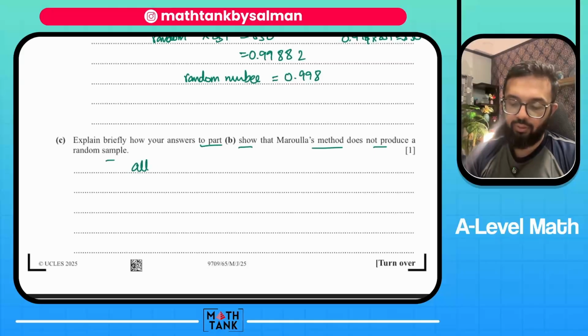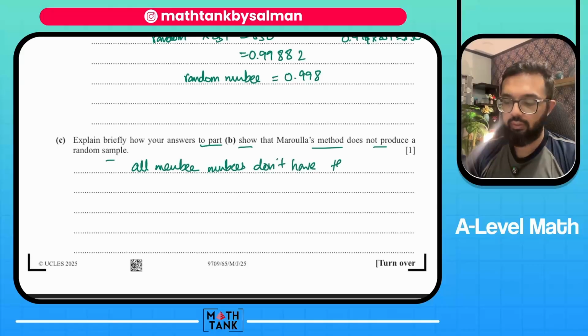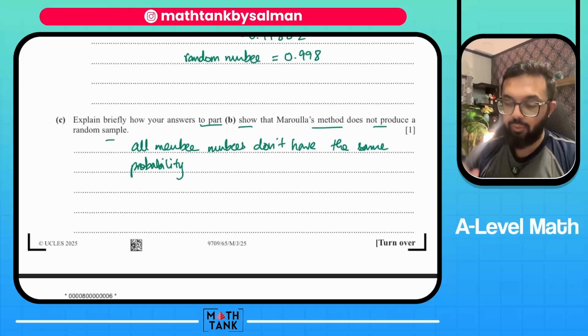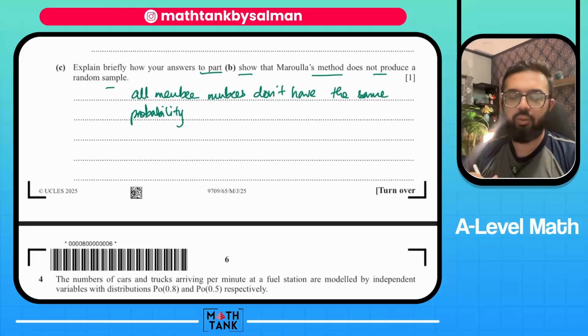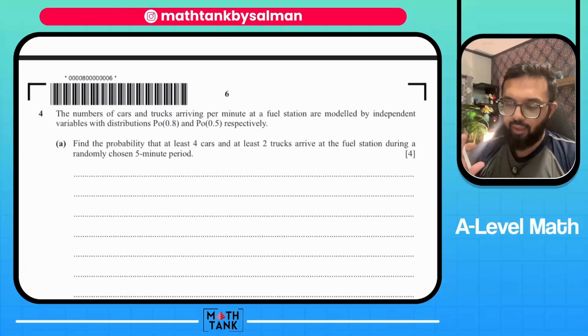All member numbers don't have the same probability. I can see that clearly in the case of these two numbers, 680 and 850. Because 850 is just one shot at it, 0.998, and that's pretty much it. If I go to 0.997, it goes down. So that is the part where it stops being random.